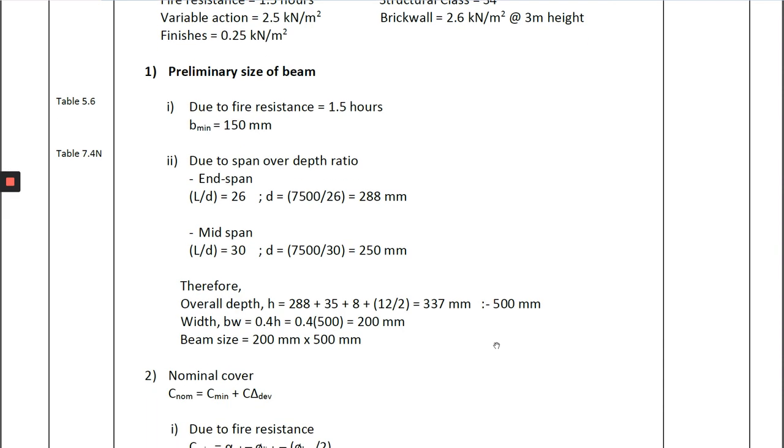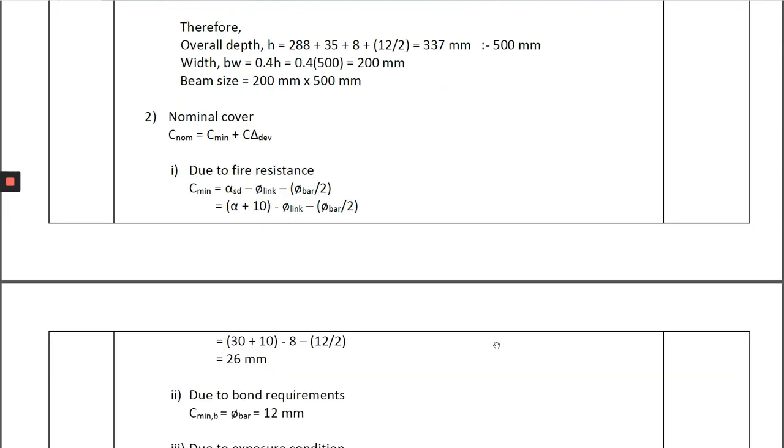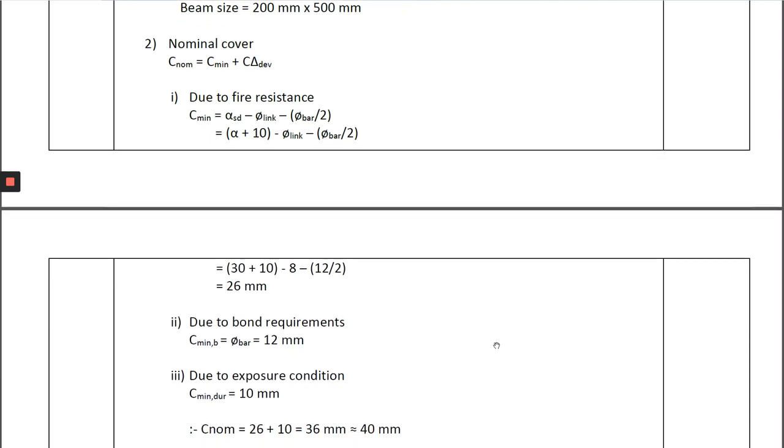So we will continue on the nominal cover. As usual, we have to determine the nominal cover based on this equation: C nominal is equal to C minimum plus C deviation. You may refer to clause 4.4.1.1 in your Eurocode. For the minimum cover, C minimum, you have to compare these three values: due to the fire resistance, due to the bond requirement, and due to the exposure class.